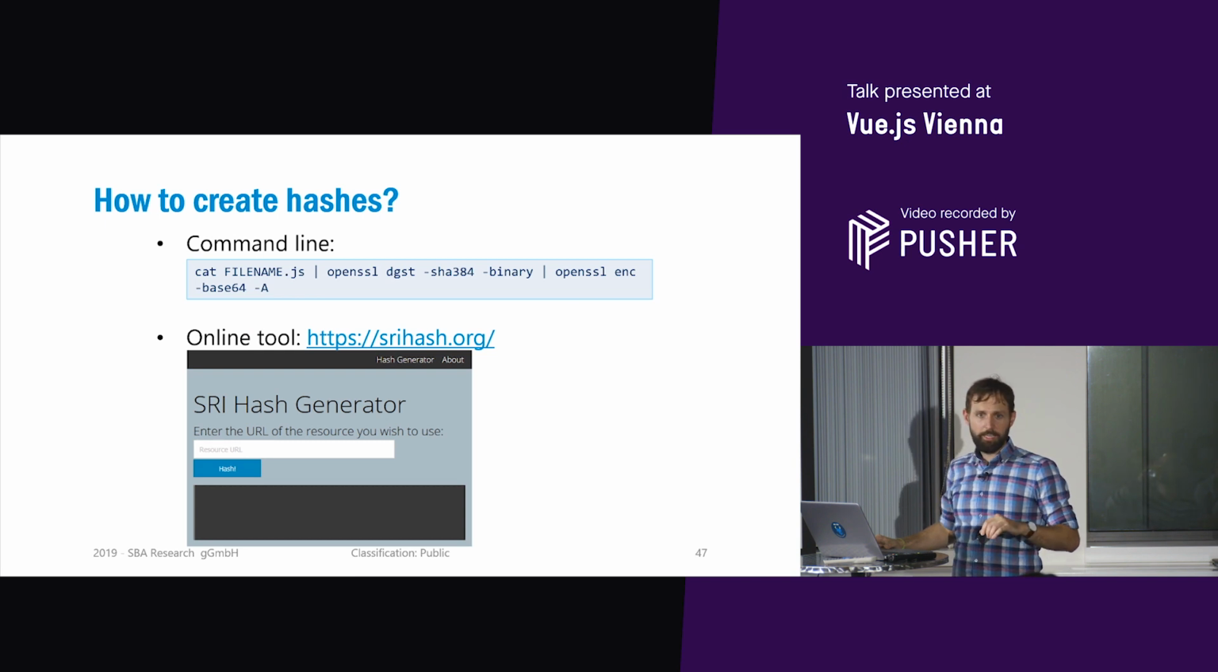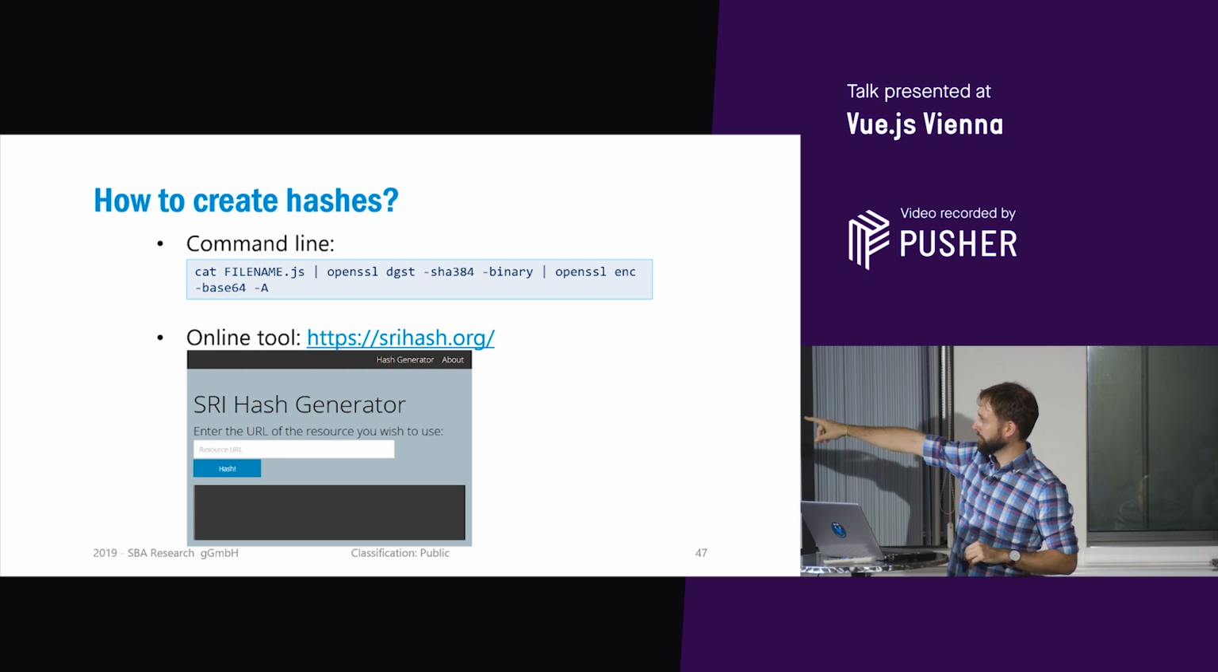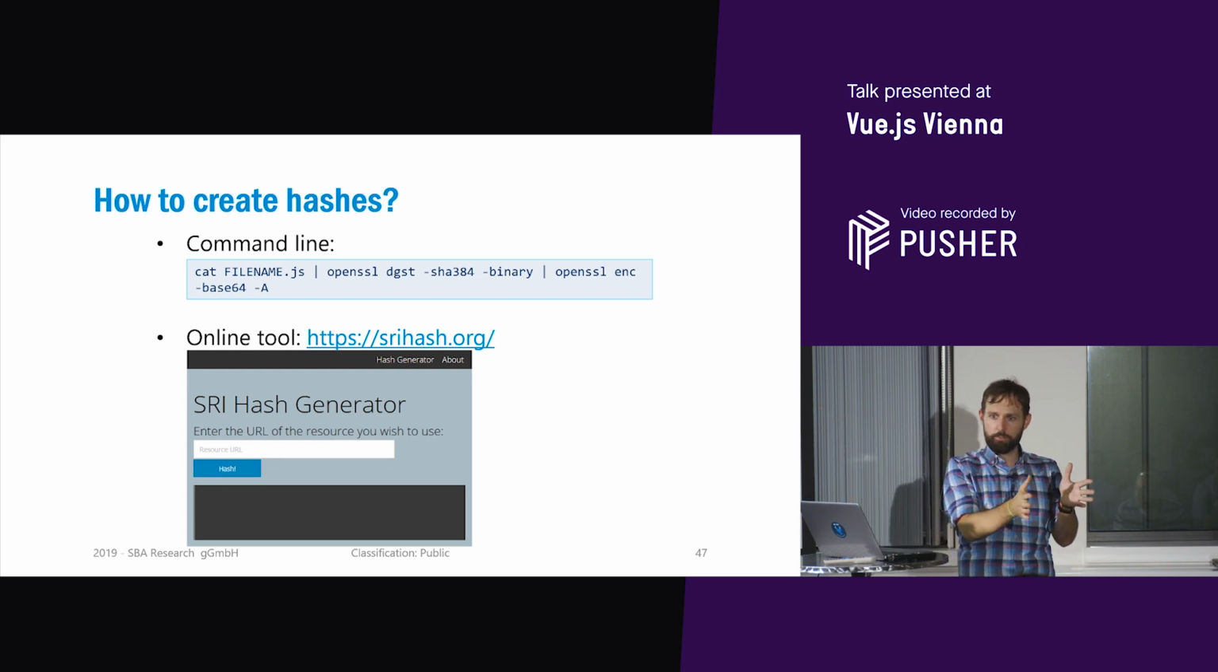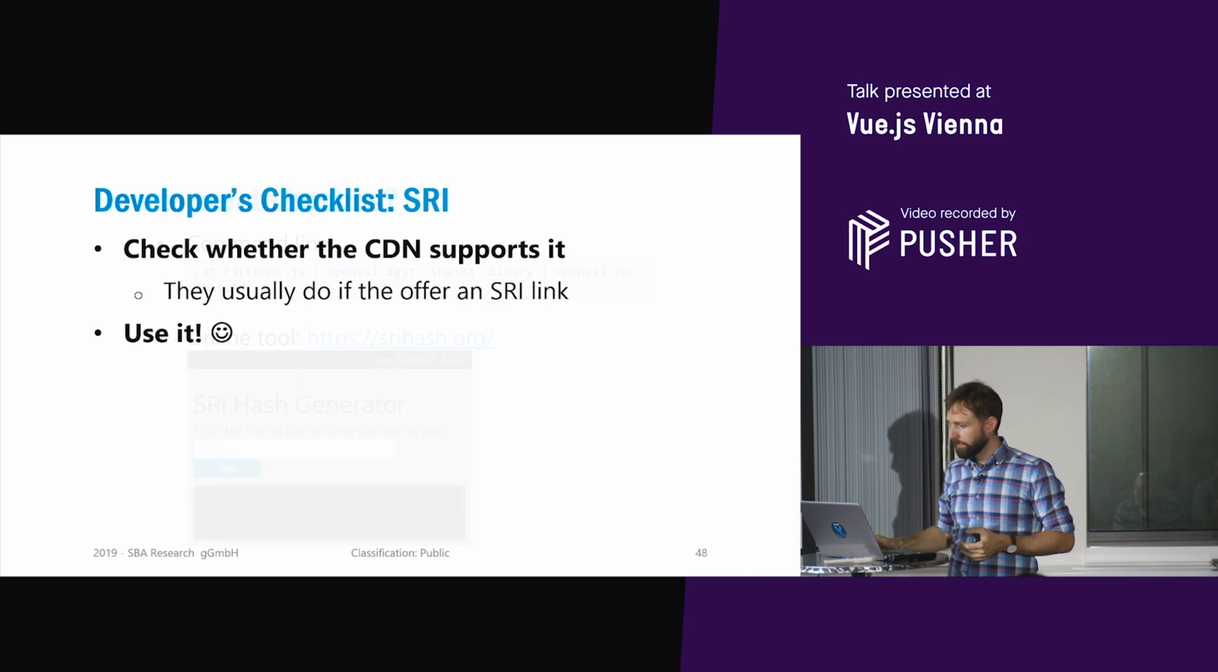You don't have to calculate the hash on your own. You could do it in a command line, but there are websites like, for example, subresourceintegrityhash.org, where you can just put the URL of your script inside, and it's going to output the script tag, including this integrity.